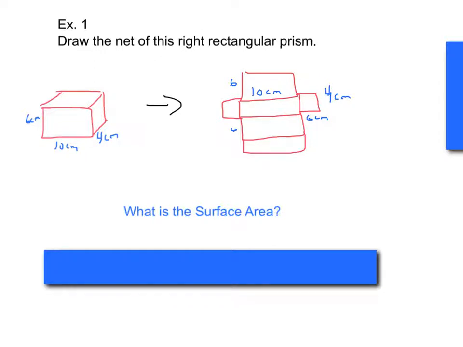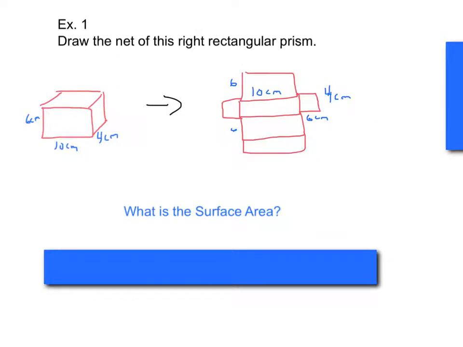Because this piece here, when folded, has got to be the same as this piece here, we know that both this and that will be 6. And we've got our width, which was 4, and that's going to be this piece here, the flap that folds up the sides. So now we've got our net drawn.